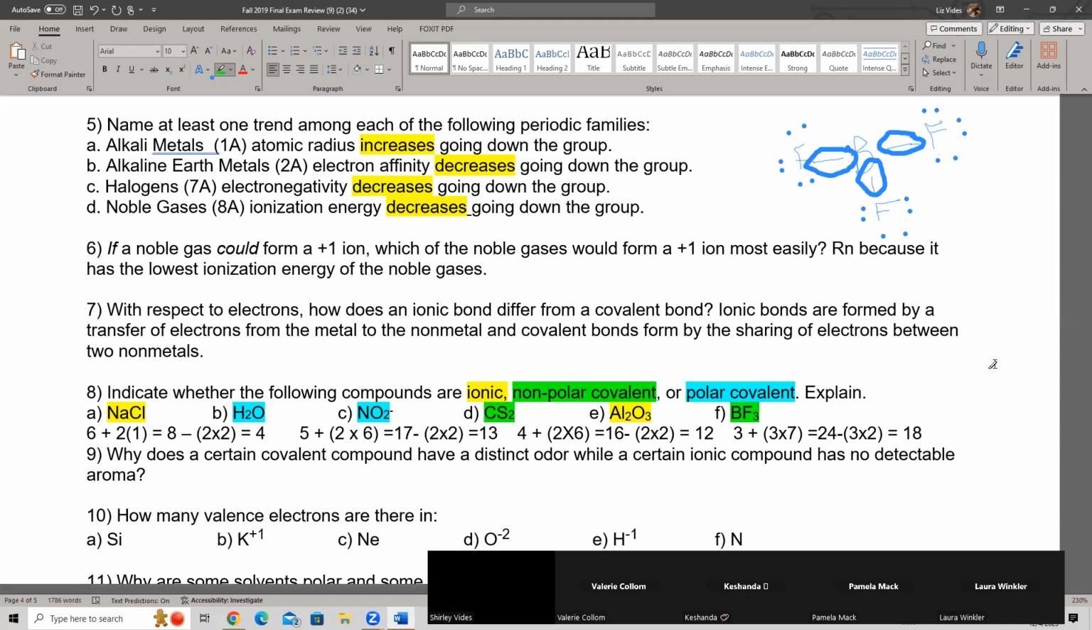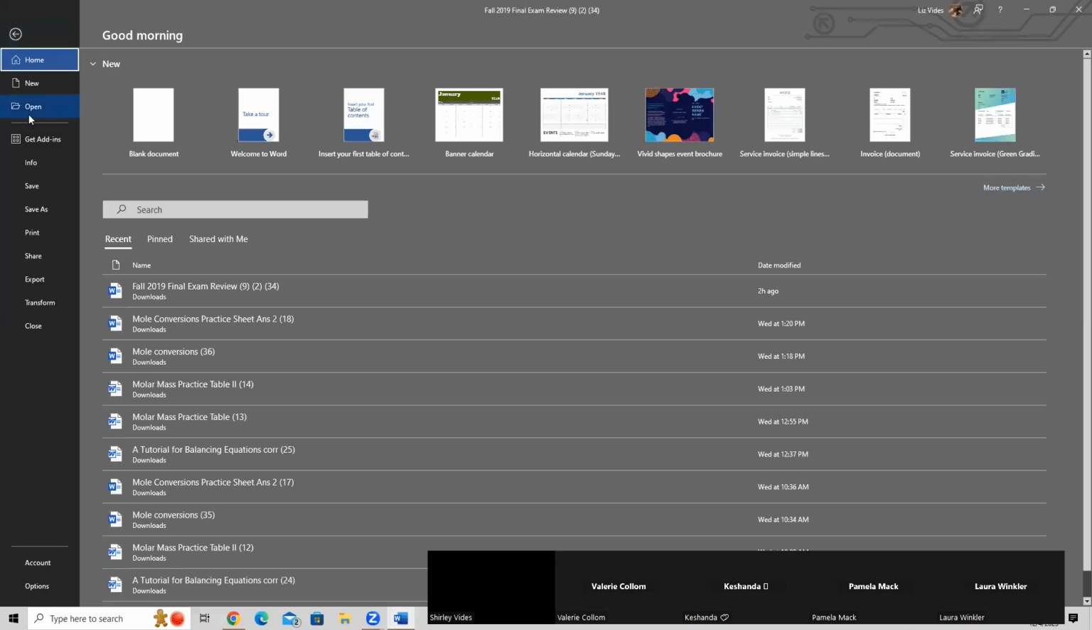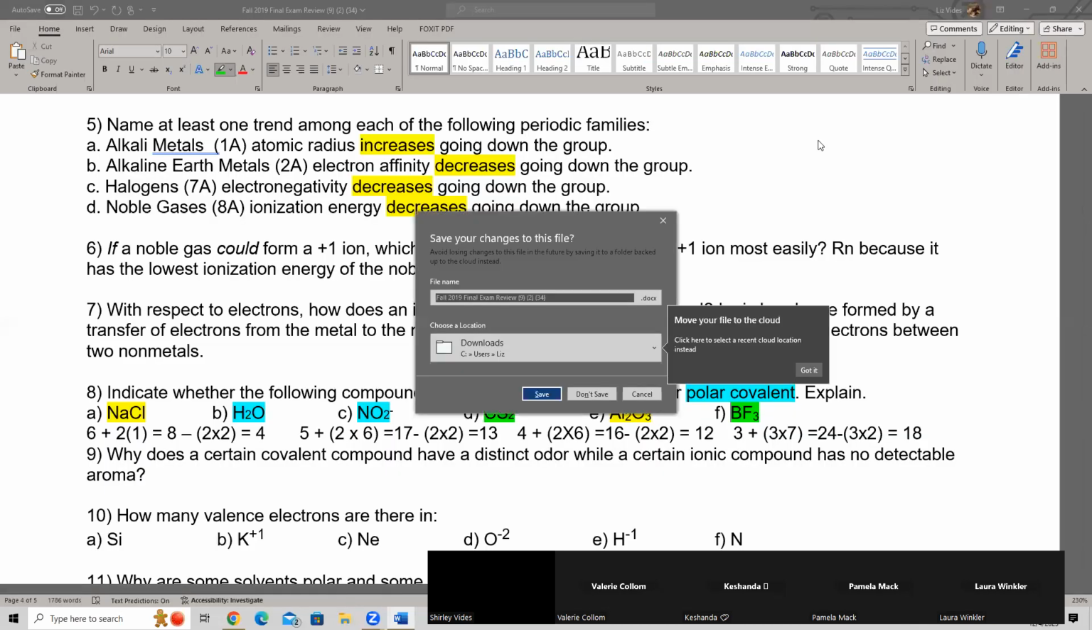All right, so we're going to probably stop here for now, and we will come back to this one next time. So I'm going to save it right now. File, save as. I'm going to save it on my desktop. This is why I end up with so much junk on my desktop. Hold on. Let's go back again. Yes, got it. Okay. Save.